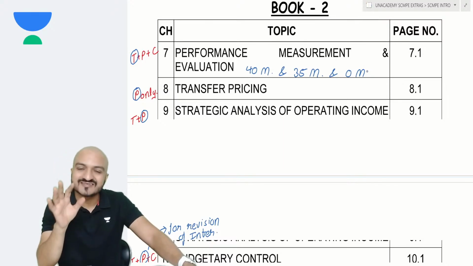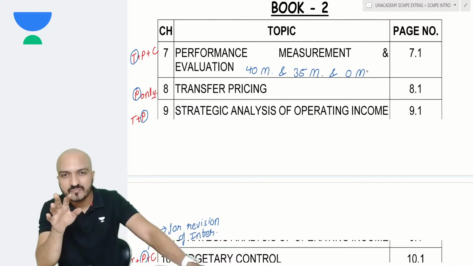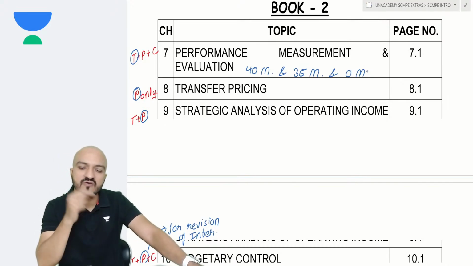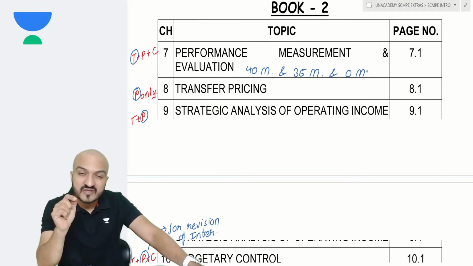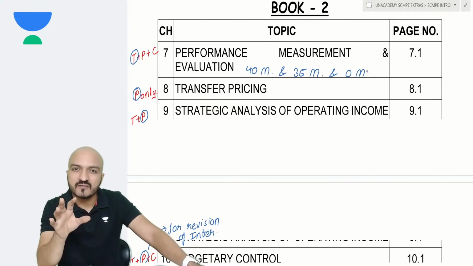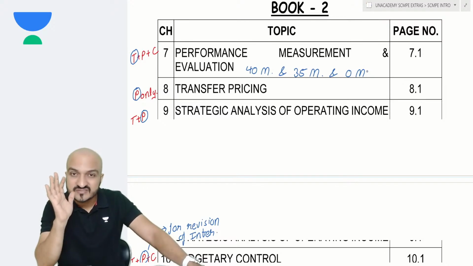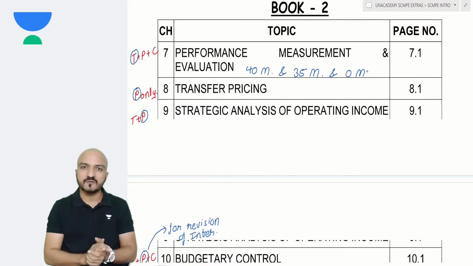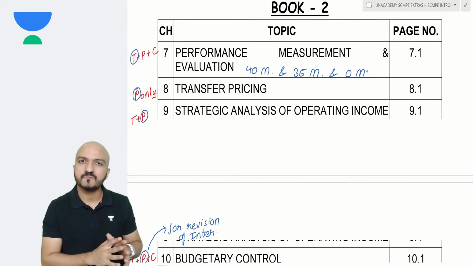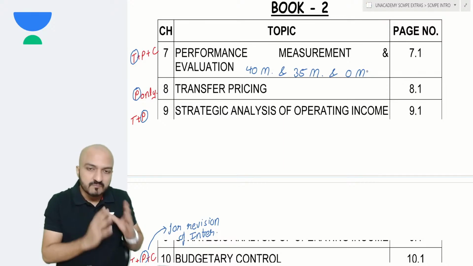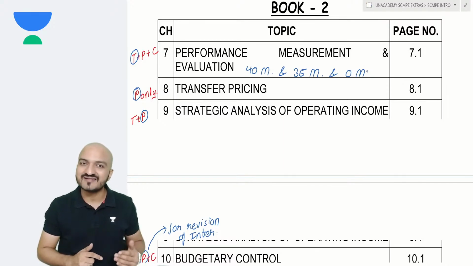Now tell me, if this is how ICAI papers come, how do you expect me to give you weightages? How do you expect to get any weightage of any chapters? No. You know, the best way to make your preparation best is what? The best way to prepare is to prepare everything. CA final papers are not difficult. Let me tell you, CA final papers are not actually difficult. But what makes them difficult is that they are unexpected.